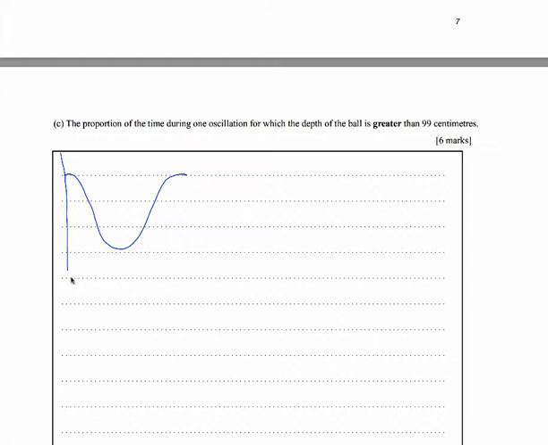Okay, so this is a depth. Its highest was 110, I said, and this was 19. Of course, it oscillates around 100. So this is 99 centimeters and has to be greater than. So this time, and that time, this is one period. So this is 0.72. Okay, the proportion of time.